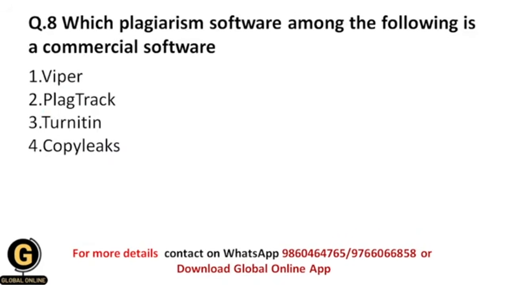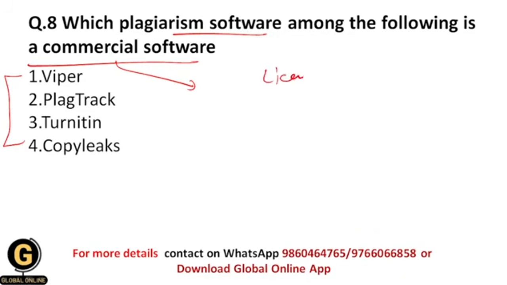Next is: which plagiarism software among the following is a commercial software? Now over here they have given us different names of plagiarism software, and among these, which is the software which is commercial software? Commercial software means it is commercially available across the globe, made by a big software company, and this company sells the licenses of this software to different universities, academic institutions, and students across the globe.